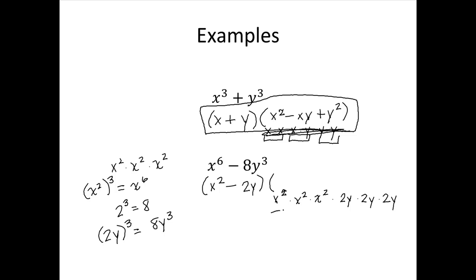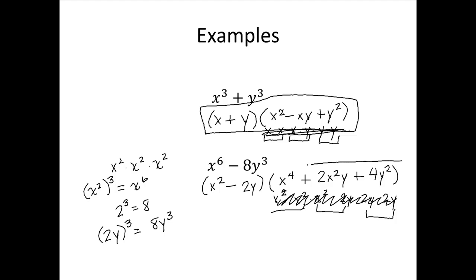I pair these up. The first two go together, the middle two go together, the last two go together. X squared times x squared gives me x to the 4th. X squared times 2y gives me 2x squared y. 2y times 2y gives me 4y squared. My original sign was a minus, so my middle sign is the opposite of that. It's a plus. The last sign is always a plus. This is not a part of my answer.